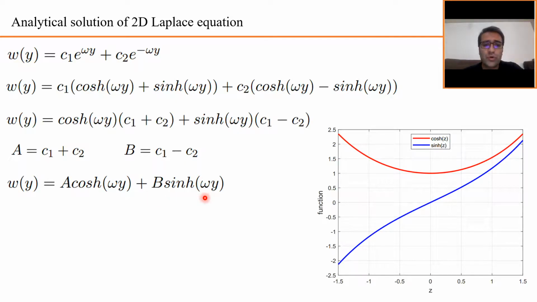And for those who don't know what cosine hyperbolic and sine hyperbolic look like, I drew them here. This is cosine hyperbolic of z. This is sine hyperbolic of z. You see that when z, the argument, is 0, sine hyperbolic is 0 and cosine hyperbolic is 1. And you see that cosine hyperbolic is an even function, but sine hyperbolic is an odd function.